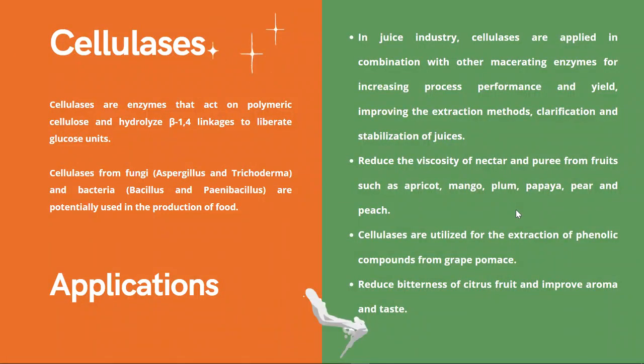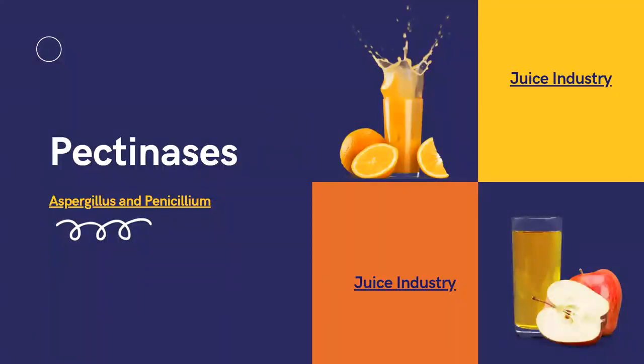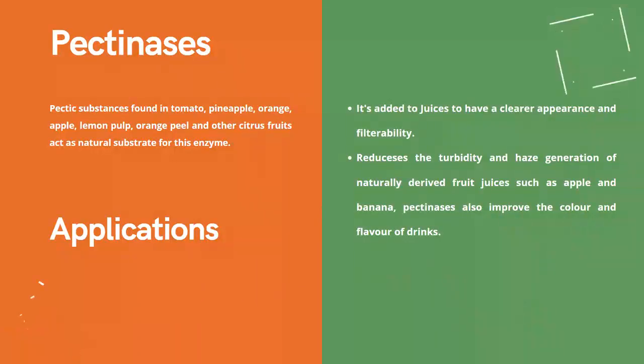Yes. So now guys, coming to the next class of enzyme, that is pectinases. Pectinases, again, if you see, are also majorly used in the juice industry, right? They are obtained from Aspergillus and Penicillium. So pectinases are majorly obtained from the yeast class of microorganisms. Moving ahead, if we read it in detail, these substances are found in tomato, right?